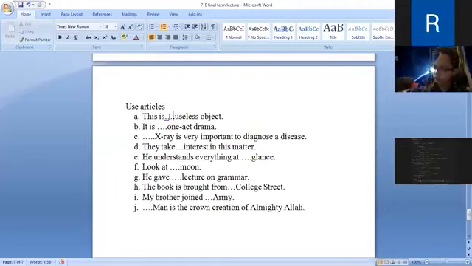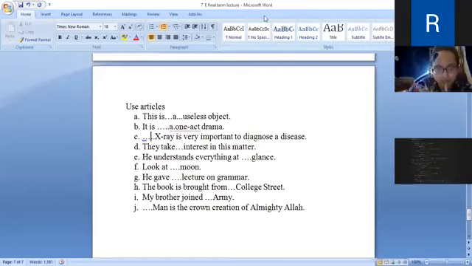Okay. Mr. John, can you tell us the answer of question number one? What will be the answer here? Answer of question number one is A. Right, this is a useless object. Good. Then Mr. Himadri Hiranmoy, what is the answer of question number B? The answer of question number B is N. So the answer of question number B is A. It is a one-act drama, right?